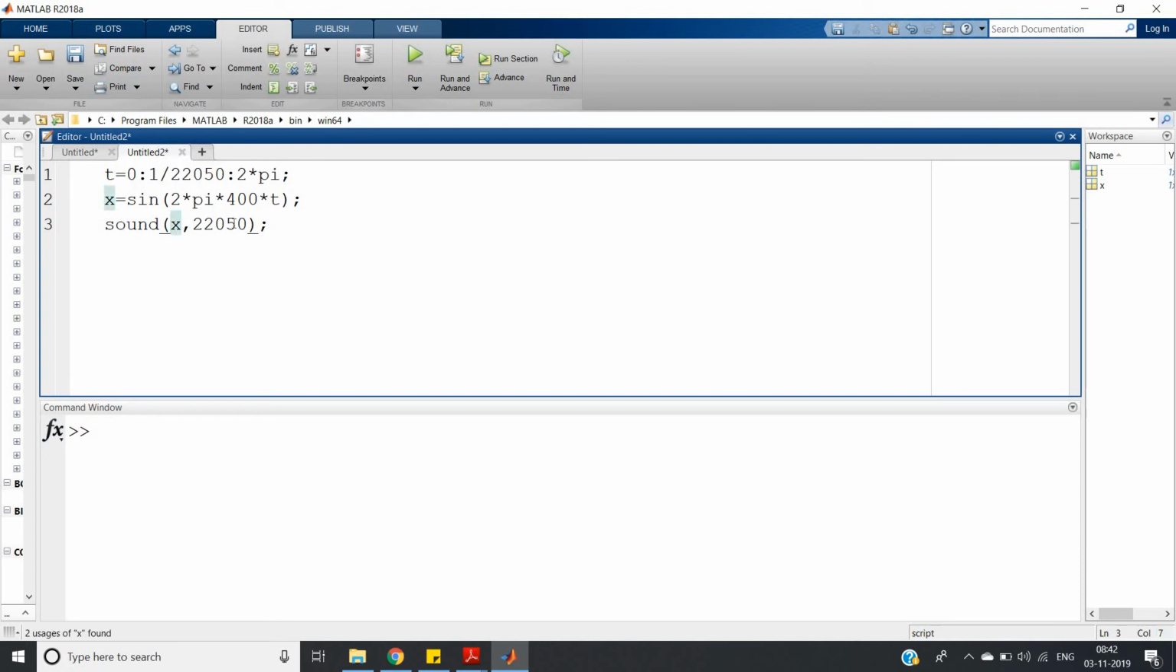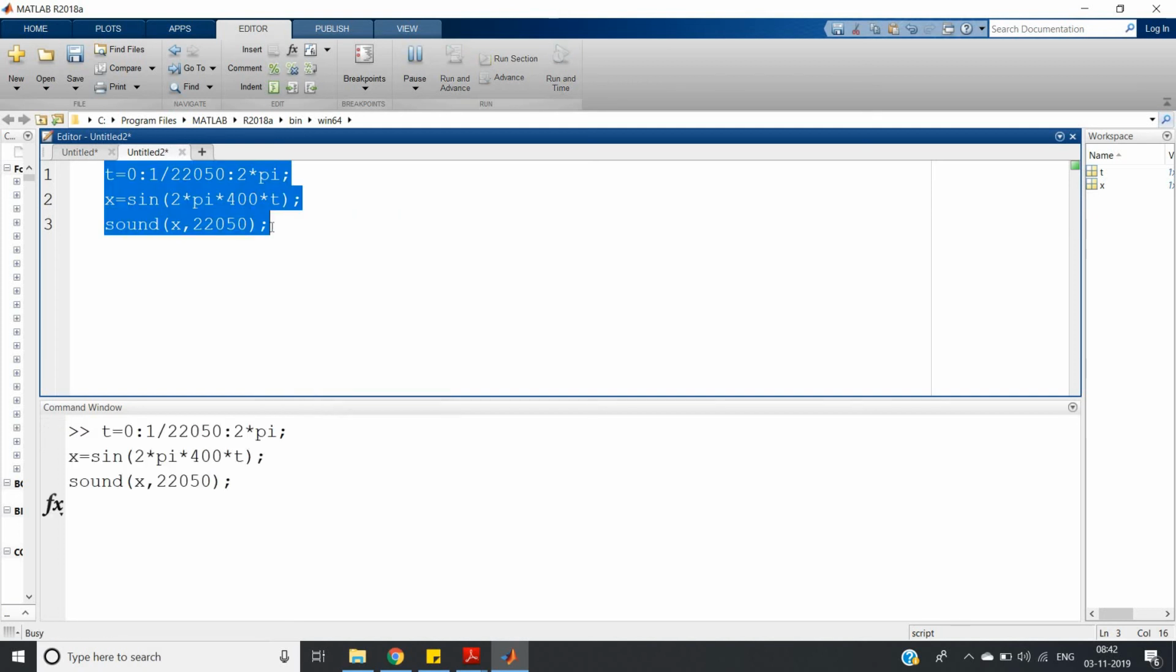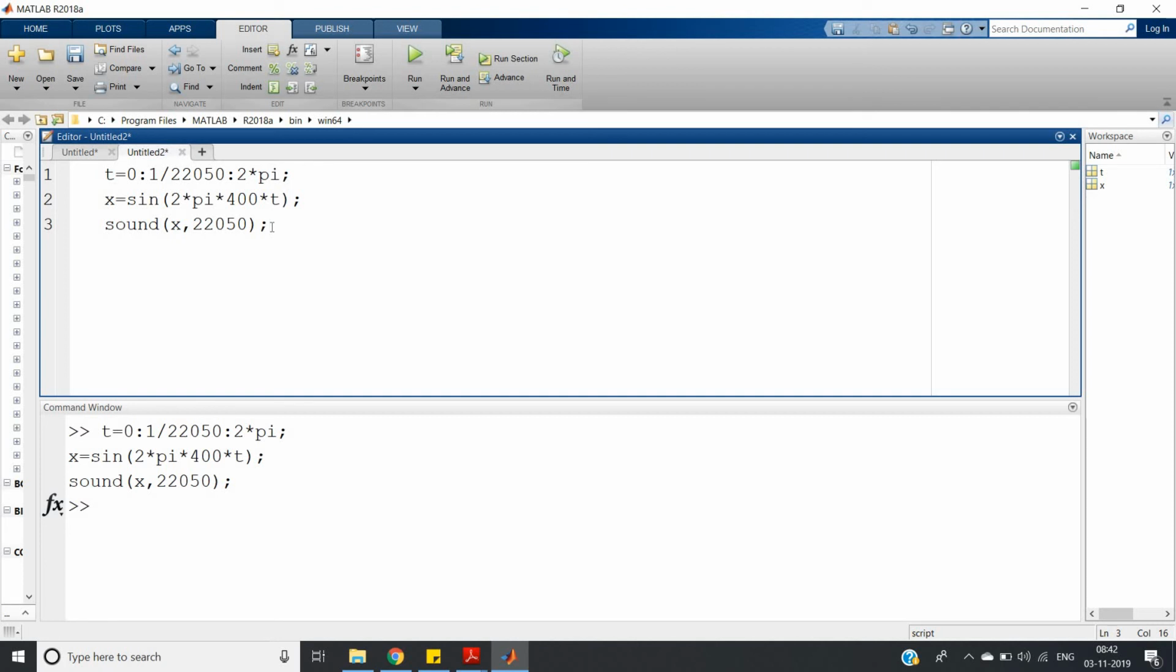And now let us play. Hear the sound. So this is how the sine signal sounds.